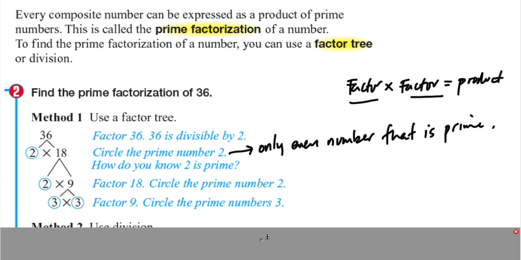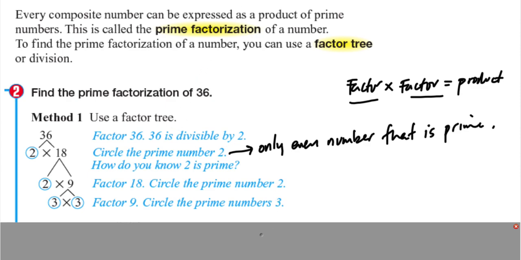So you can see here, okay, the prime factorization of 36 is equal to 2 times 2 times 3 times 3. Okay, why is it called prime factorization? Because all these numbers are prime and they are all factors of 36. Moving on.